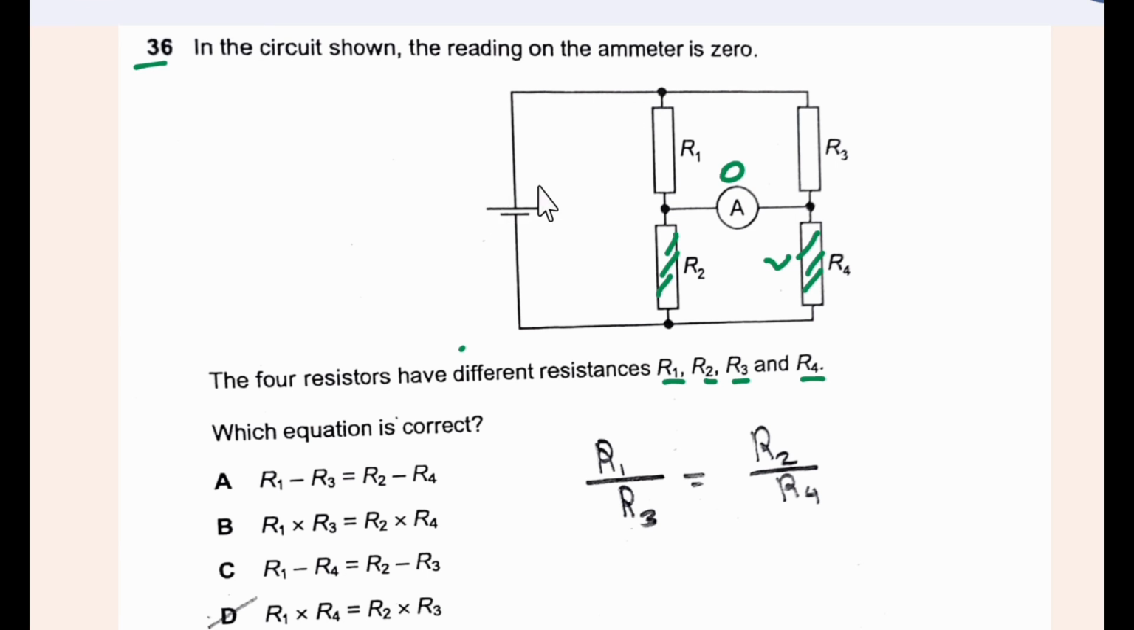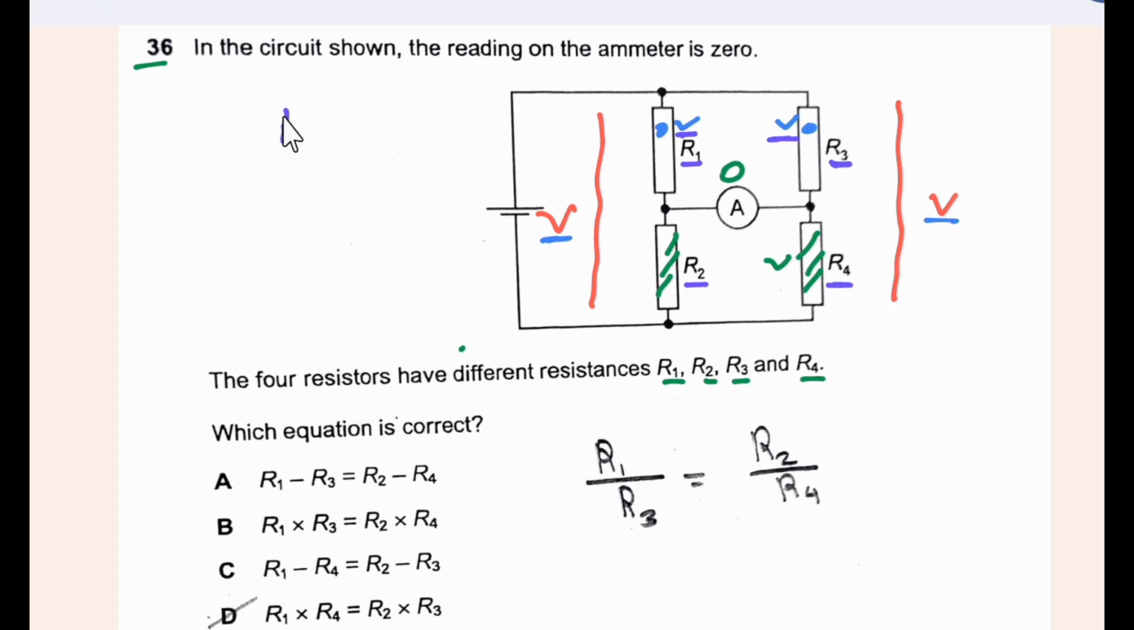You must also remember that in a parallel circuit the voltage is the same, that means the voltage in this branch is the same as the voltage in this branch. We know that the total voltage is the same and this voltage is also the same, so this voltage and this voltage are the same. That means the voltage of R1 by the voltage of R3 is the same as the ratio of the voltage of R2 by R4.